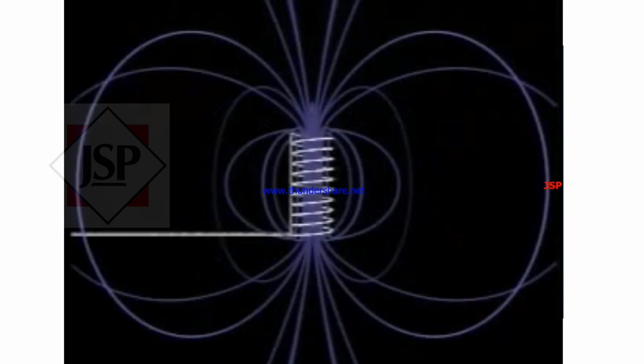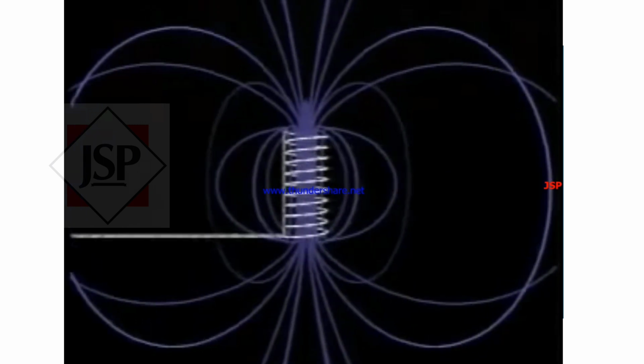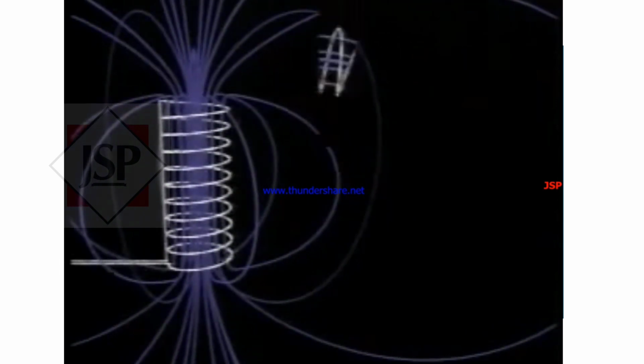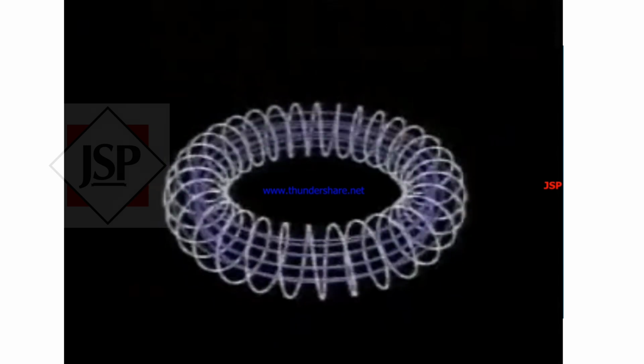A solenoid is like a stack of current loops. It creates a field much like that of a bar magnet. If the solenoid is bent around into a circle, the donut it forms is called a toroid. The magnetic field of the toroid is contained completely inside the windings. There are no field lines outside.